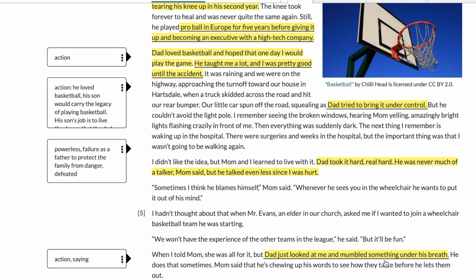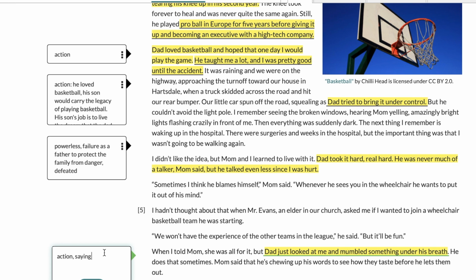Dad just looked at me and mumbled something under his breath. How might he be feeling when his son wants to play basketball but wants to play it in a wheelchair? If he's mumbling something under his breath, he has an opinion, but he doesn't feel comfortable expressing it. So uncomfortable.